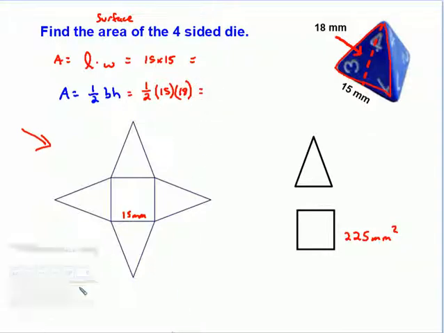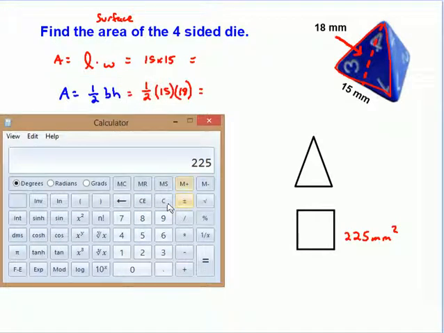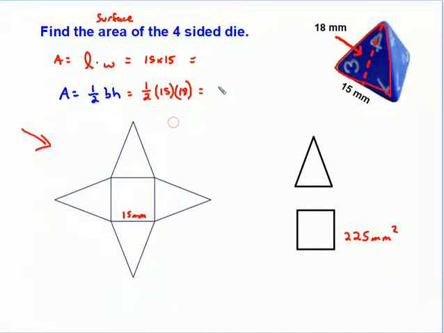So once again, we'll pull out our trusty calculator. First we'll clear that last one out. 15, the base, times the height, which is 18. And that's going to give me 270. Then I have to multiply that by 1/2, which is the same as dividing it by 2. So I want to divide it by 2. And that's going to give me 135. So the area of one of those triangles is 135 millimeters squared.